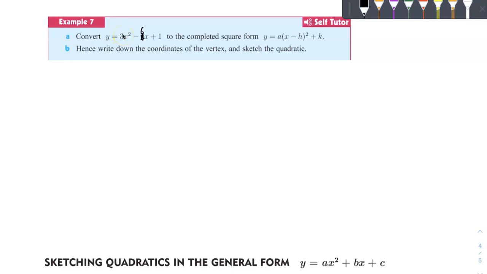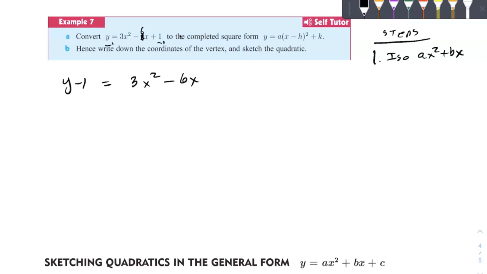Well, actually, it kind of starts out the exact same way. If you look at the steps, there's only one new step we add here. So, first steps are the same. We're going to isolate the ax squared plus bx term. So we're going to get rid of this one. We're going to subtract it from both sides. So I'm going to get y minus 1 equals 3x squared minus 6x. Remember, I changed the 4 to a 6 just to make our lives a little easier right now. And I'll upload another video of me doing the original problem.